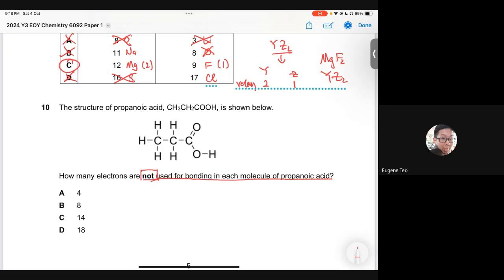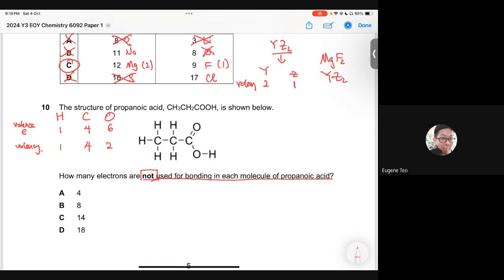So just take note. In your periodic table, you will know how many valence electrons there are. You will also know their valency. Okay, so for hydrogen, how many valence electrons does it have? 1. What's the valency? 1. Carbon, what's the number of valence electrons it has? 4. What is its valency? 4. Oxygen, what's the valence electron that it has? 6. Valency is 2.